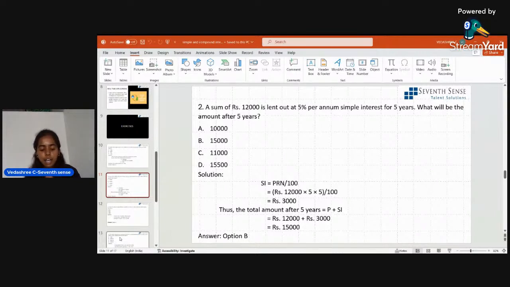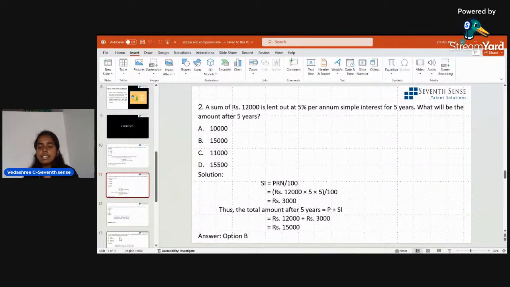So now we need to calculate the amount after 5 years. How will you calculate? First calculate the simple interest and then add that simple interest to the principal amount. That's it. The simple interest formula is PRN, that is principal amount into interest rate into time duration, divided by 100. So the principal amount is 12,000 into interest rate 5%, then time duration 5 years, divided by 100. We'll get 3,000.